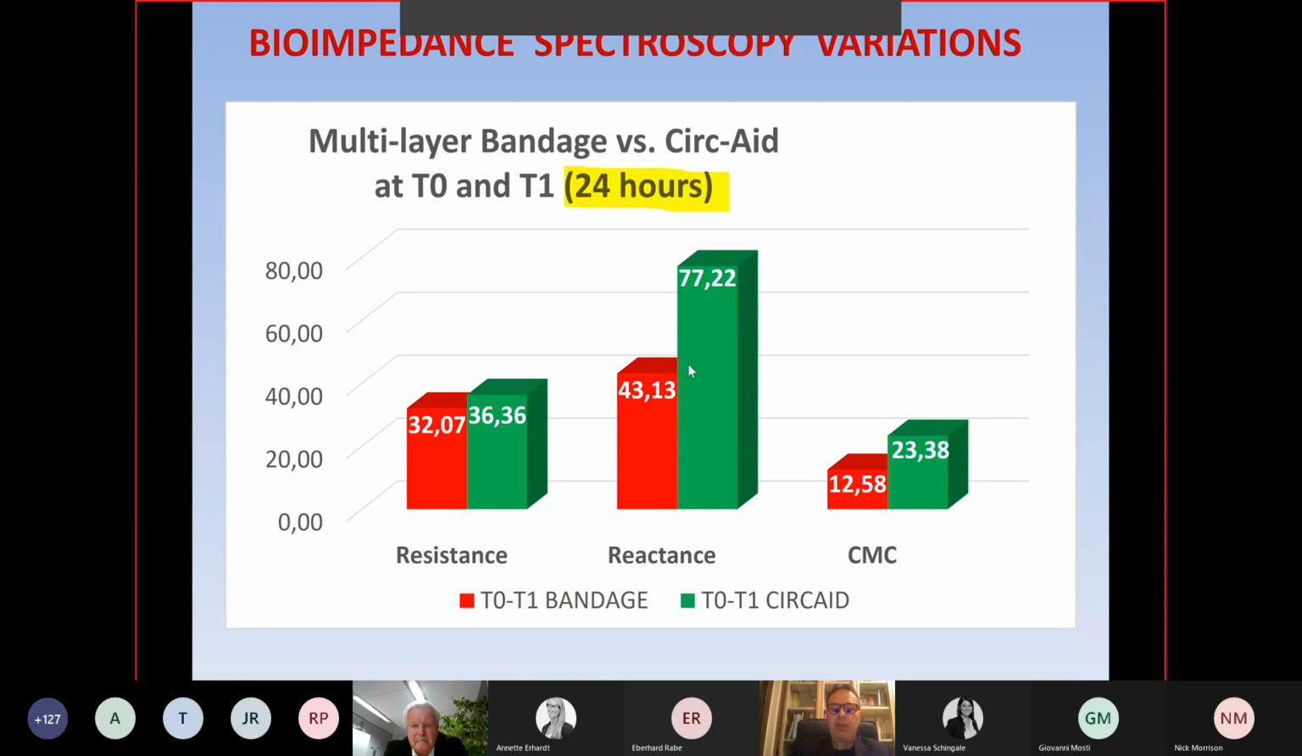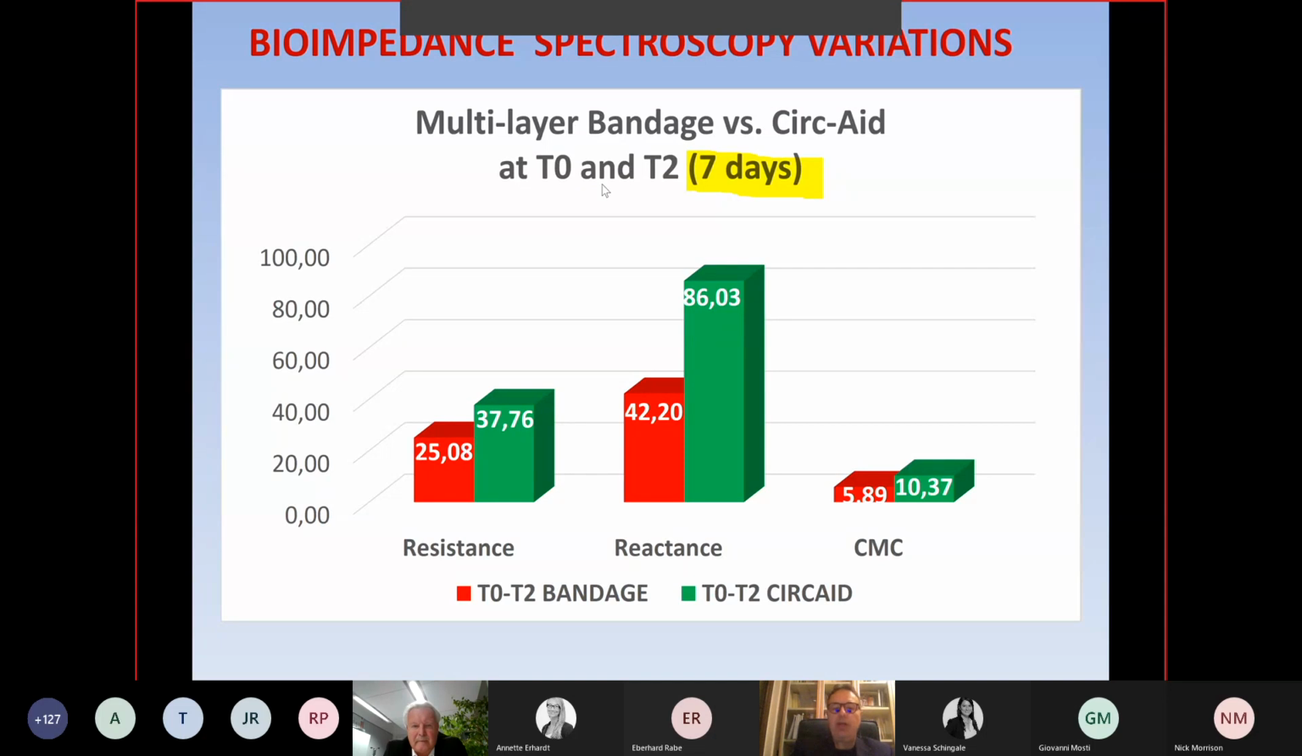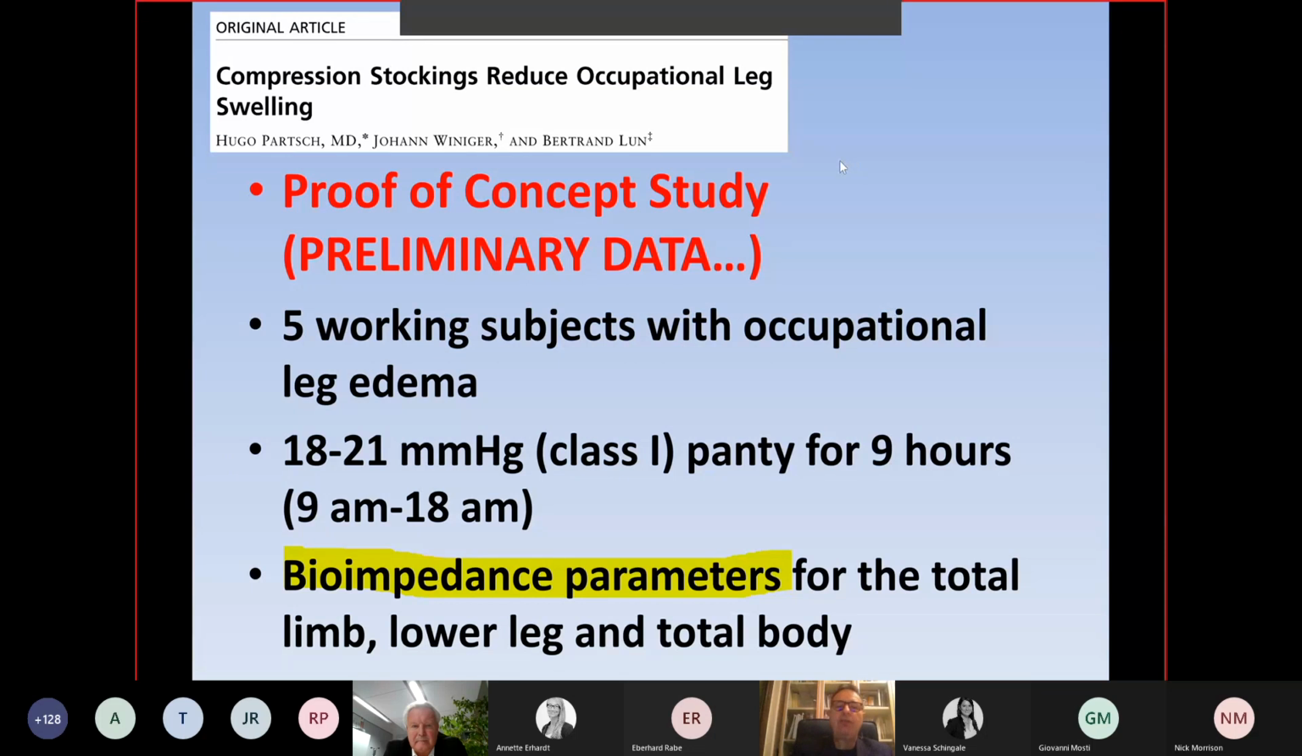You can see here, for example, bandage is in red and CIRC is in green. If we look at resistance, reactance, and cell membrane capacitance, again, CIRC was better, both at 24 hours and, as you can see here, at 7 days. So it is another demonstration of how bioimpedance can very clearly evaluate and assess the changes in fluid and in tissues.